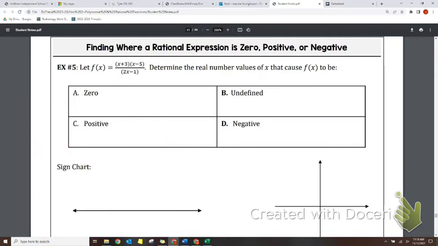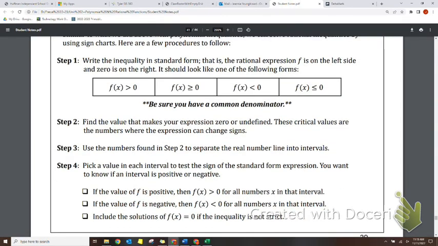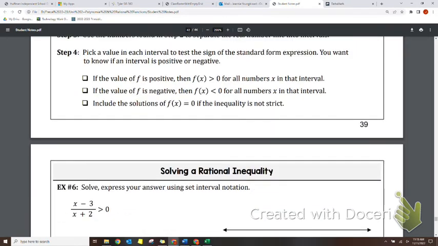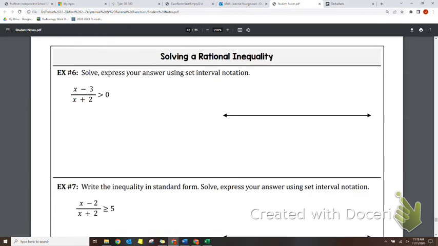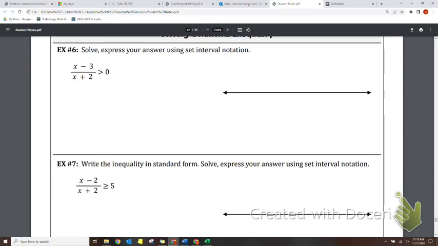All right, so let's do some more practice here. It just goes through the steps and talks about everything we just did. You can read through it. And so let's just do some more. Let's solve and express your answer using set interval notation. So the first thing I need to do here is find those critical values. Those critical values are the points in the breaks in my intervals. So we know it's going to be our x-intercepts, which remember is our numerator equal to 0, so solve it. And our vertical asymptotes, which is our denominator equal to 0.